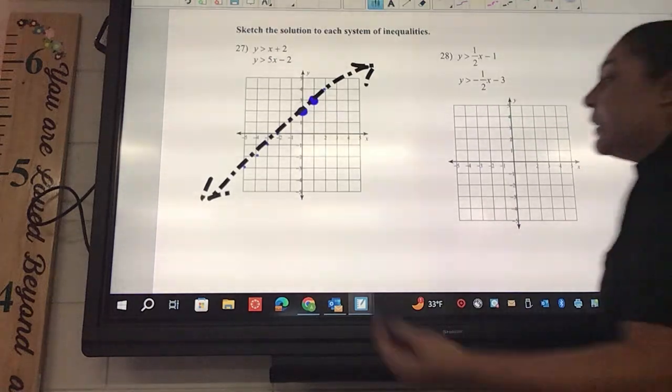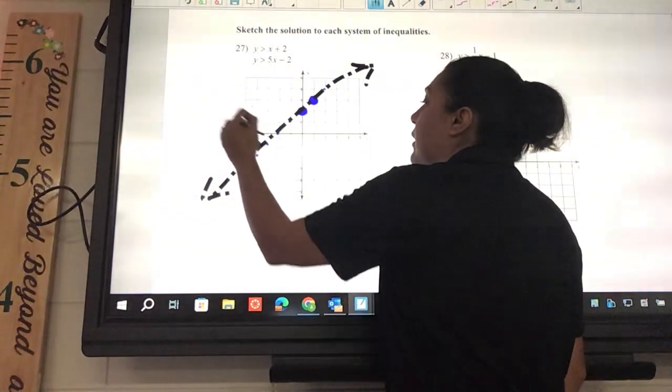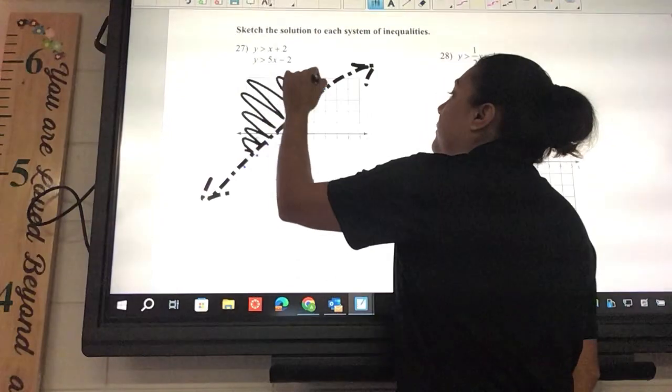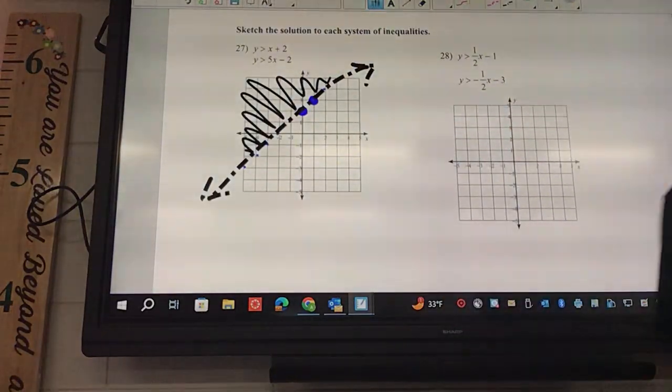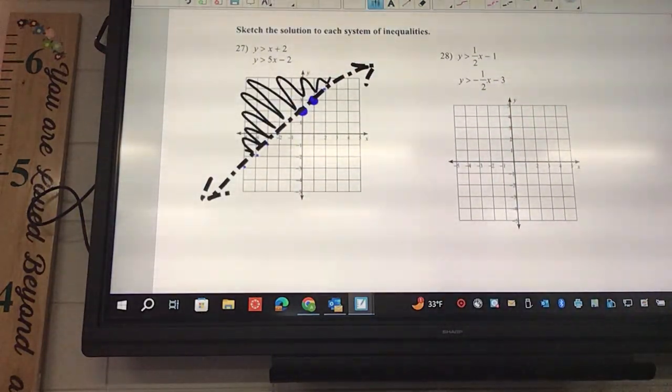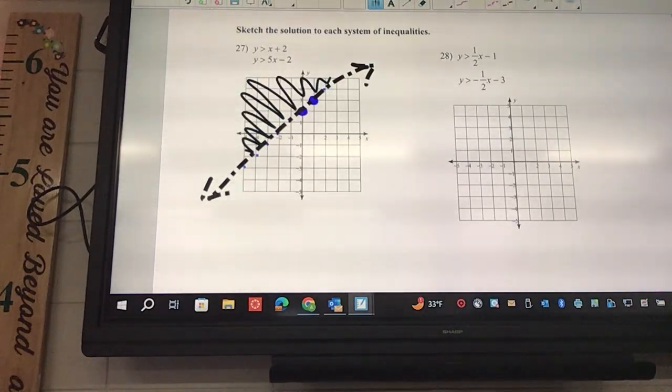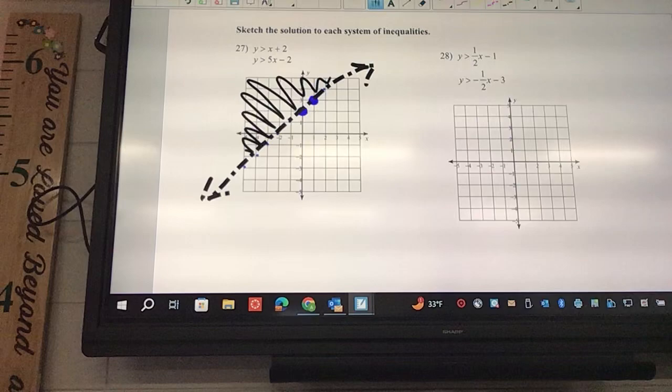Should we be shading above or below? Above. And I don't expect you to have these memorized. If you have the notes on your other sheet, then that's great. If you were not here yesterday, then you definitely need to pull that video or I will give you the notes to at least put on this sheet.